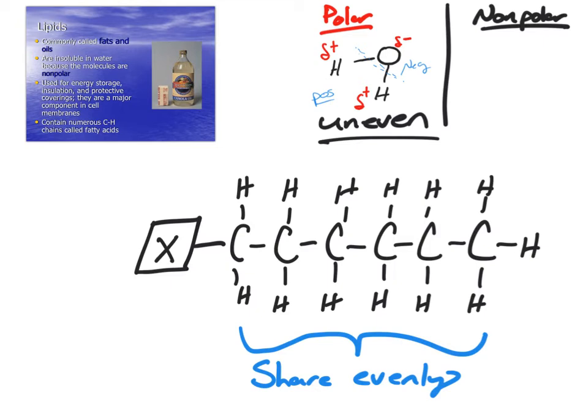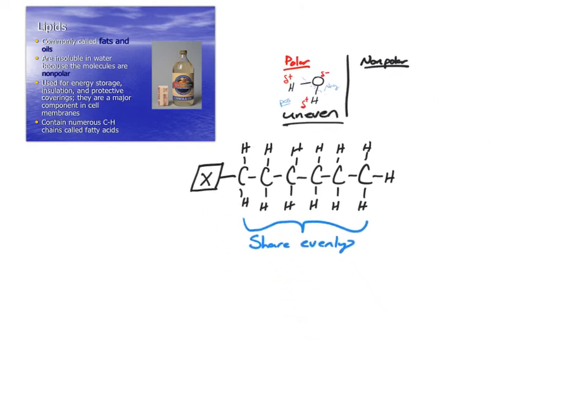So my point is, when the two things, whether they be people or atoms, are equally strong, in equal power position, they share evenly. And when they share evenly, there's no partial charge. Does that make sense? That's all I'm saying. So that's why this thing's nonpolar. It's nonpolar because there's no charge on it. It's nonpolar because they share evenly. So this shares evenly, so it's nonpolar. Are we good with this?